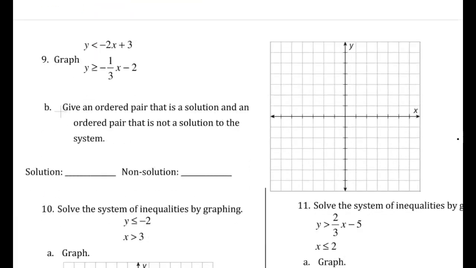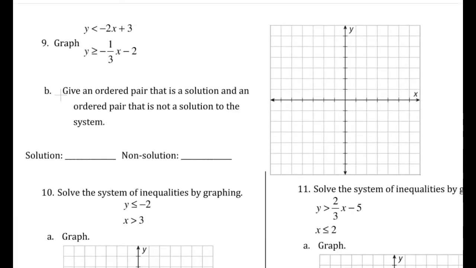Same. Alright, let's do some graphing of inequalities. Where do the graphs overlap? I'm sorry, where do the shading overlap? So when we go to inequalities, it's about where the shading overlaps, not where the equations overlap, the lines themselves.